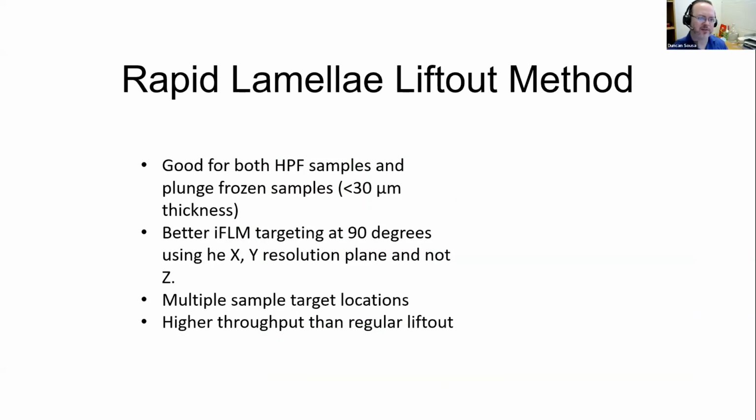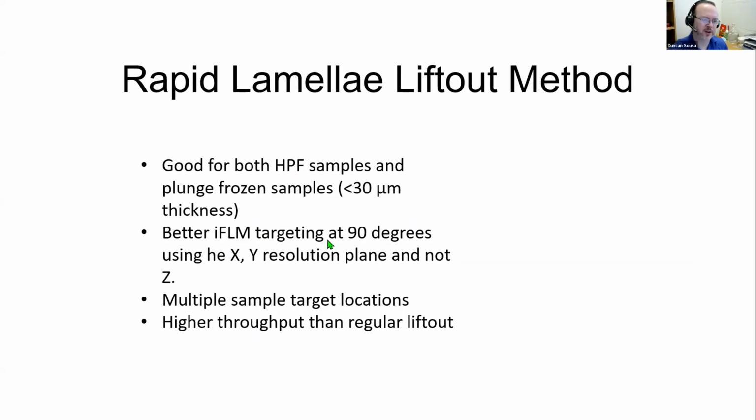Now, each of the methods that I talked about previously has some caveats about using it. And one of the methods we're developing is what we're referring to as a more rapid lift-out method. The reason why we're working on this method is because if we want to lift out individual things, it's quite slow. So this rapid lift-out method is good for both high-pressure frozen samples and for plunge frozen samples. Although generally you're going to use high-pressure frozen samples because it's going to be something difficult like a tissue, that would be high-pressure frozen, or material that's sensitive.